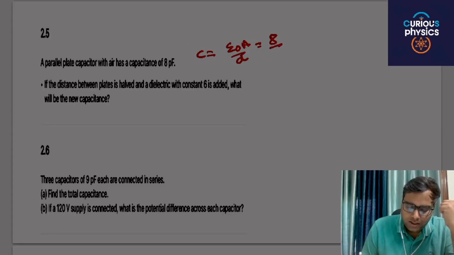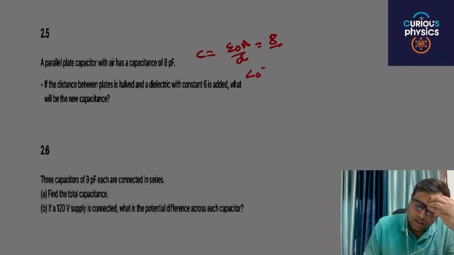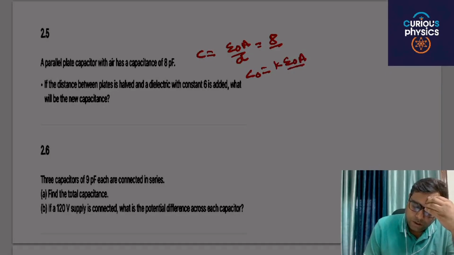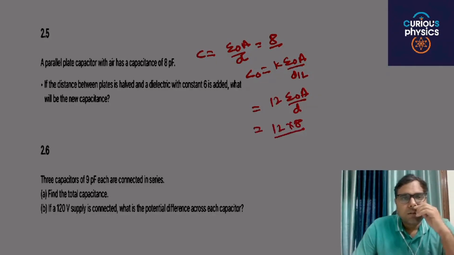If the distance between the plates is halved and a dielectric with constant 6 is added, then your new C will be K epsilon naught A divided by d by 2. Distance d by 2, then the value will come out to be 12 into epsilon naught A by d. Then epsilon naught A by d is 8, so it is 12 into 8. You will get your answer.